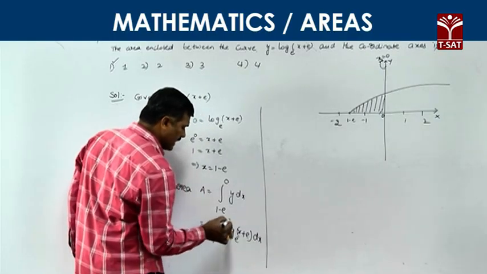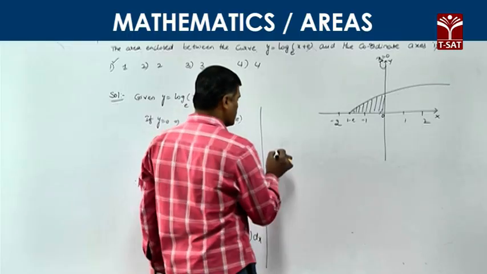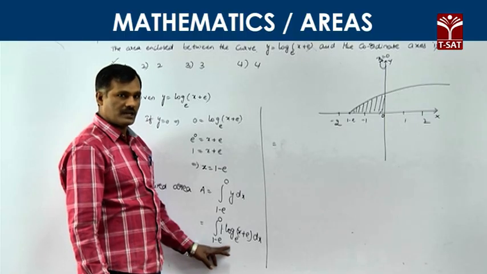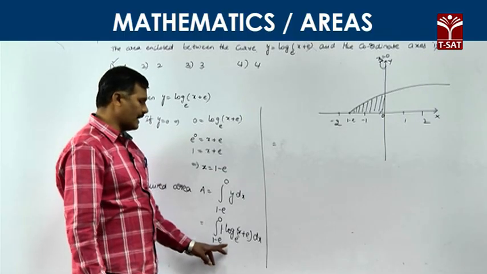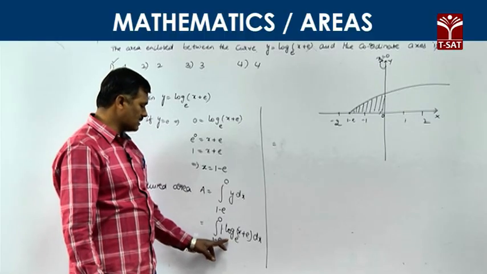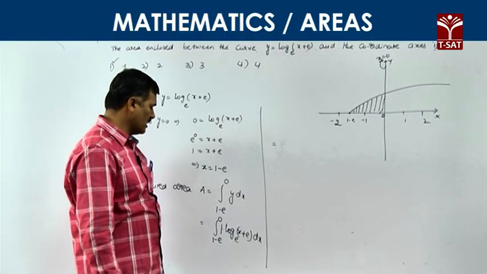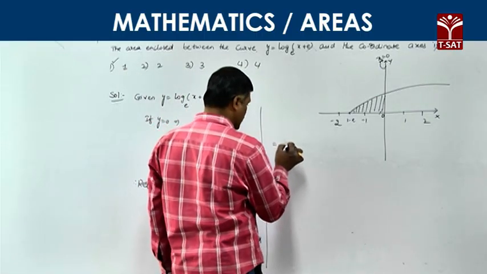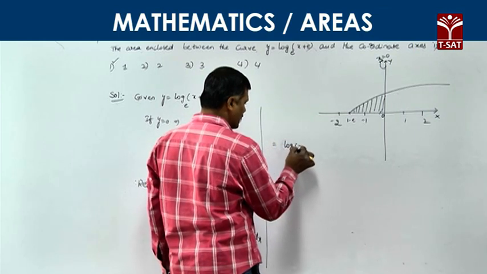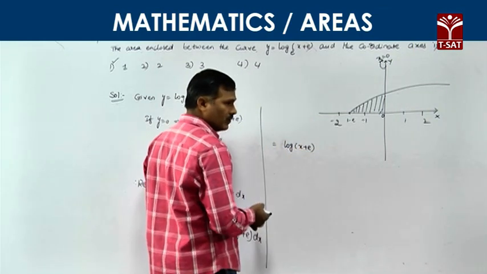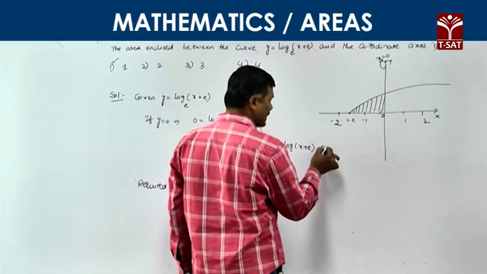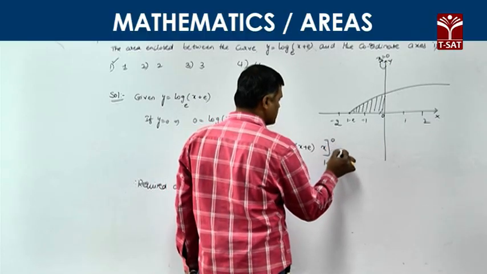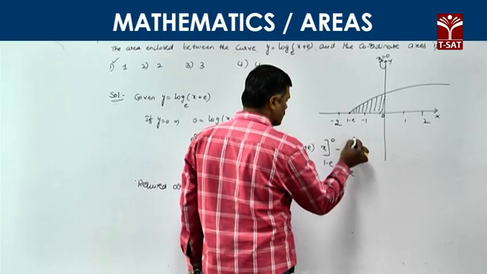The second function is treated as 1 for integration by parts. ILATE: inverse, logarithmic, algebraic, exponential, trigonometric functions. So in this integral, the logarithmic function is the first function and 1 is the second function. By integration by parts, first function into integral of second function: log of x plus e into the integral of the second function, integral 1 dx is x, limits 1 minus e to 0, minus the integral from 1 minus e to 0.